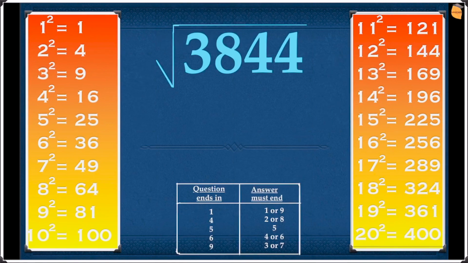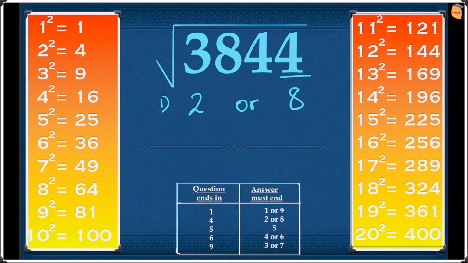Okay, so now let's look at this example, which is square root of 3844. So don't worry guys if you didn't understand this yet. By the time we finish with this example, you guys will definitely get it. Okay, first step, let's look at the last digit. Last digit is 4 in this case. So if the question ends in 4, the answer must end in 2 or 8. So write the 2 and then the 8.